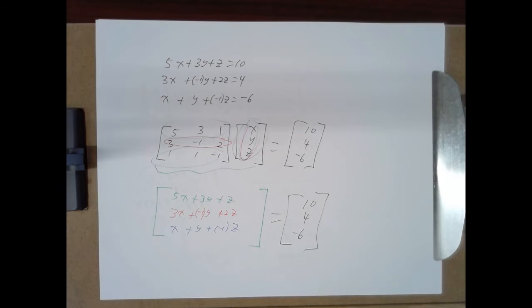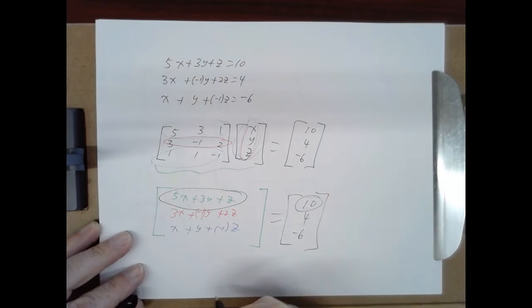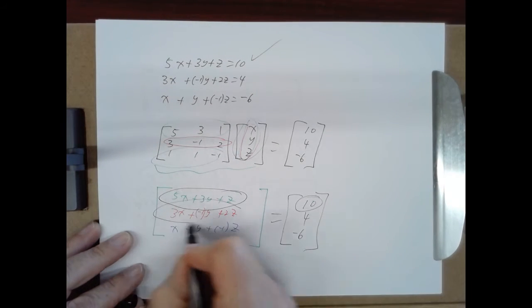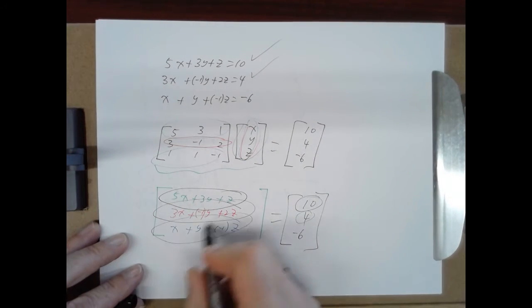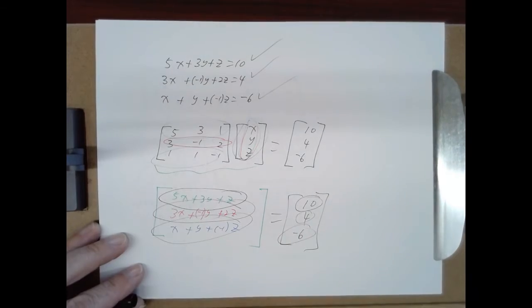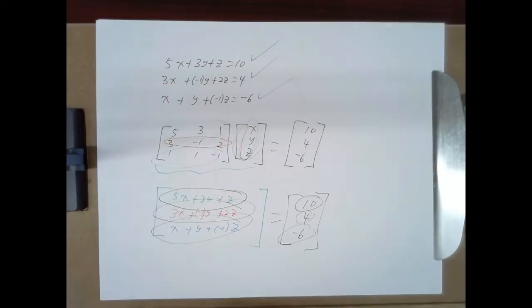And 2 matrices are equal if their elements are the same. So the only way this is equal to this is if 5x plus 3y plus z is equal to 10, and 3x minus y plus 2z is equal to 4, and x plus y minus z is equal to minus 6. So the only way this equation is true is if those simultaneous equations are true, and vice versa.